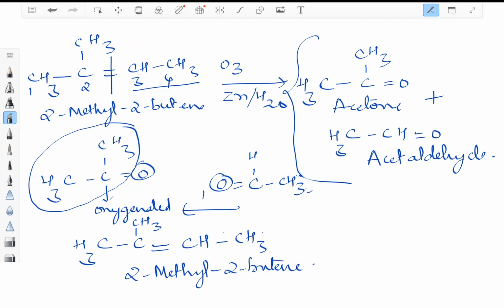The entire thing is almost the same. This is the part of ozonolysis. I hope you will understand it.